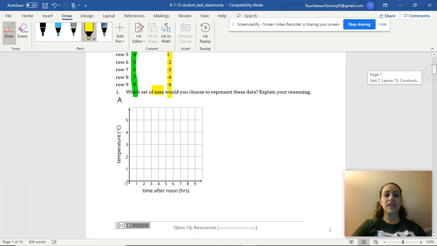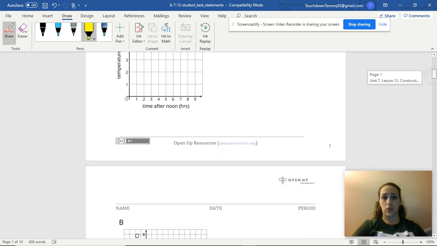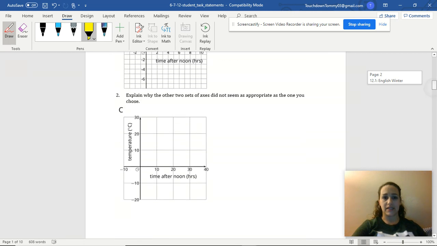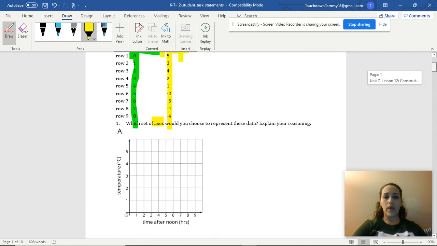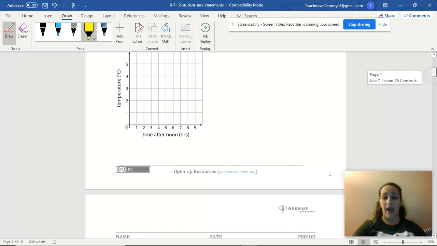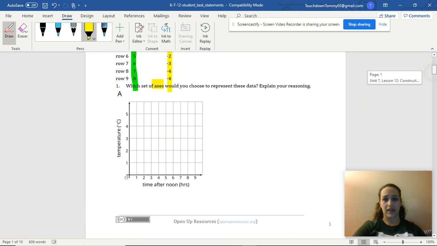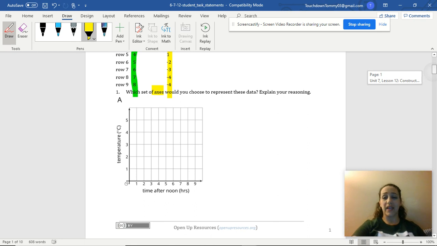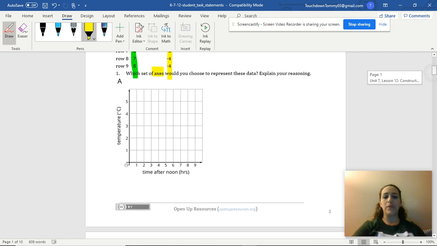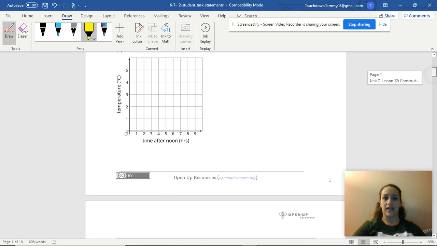We're choosing a set of axes. Now, this is a little unusual. We have A, B, and C. I'm scanning across. We have 3 separate graphs to choose from. We're not plotting anything here, at least not yet. We're just picking which graph would be easiest to plot these points on.